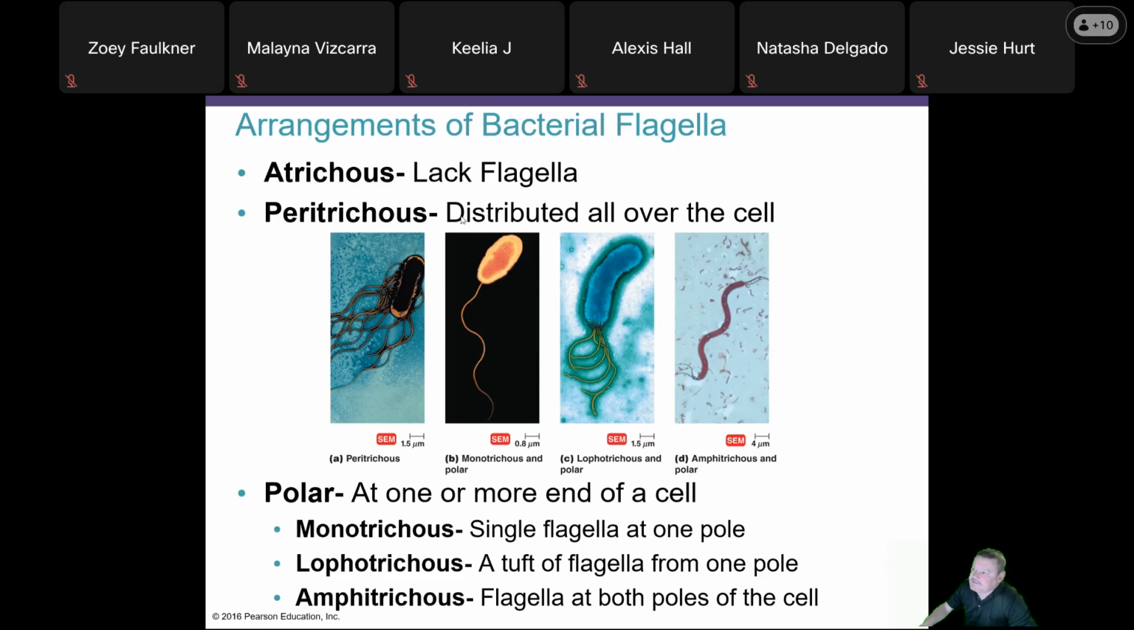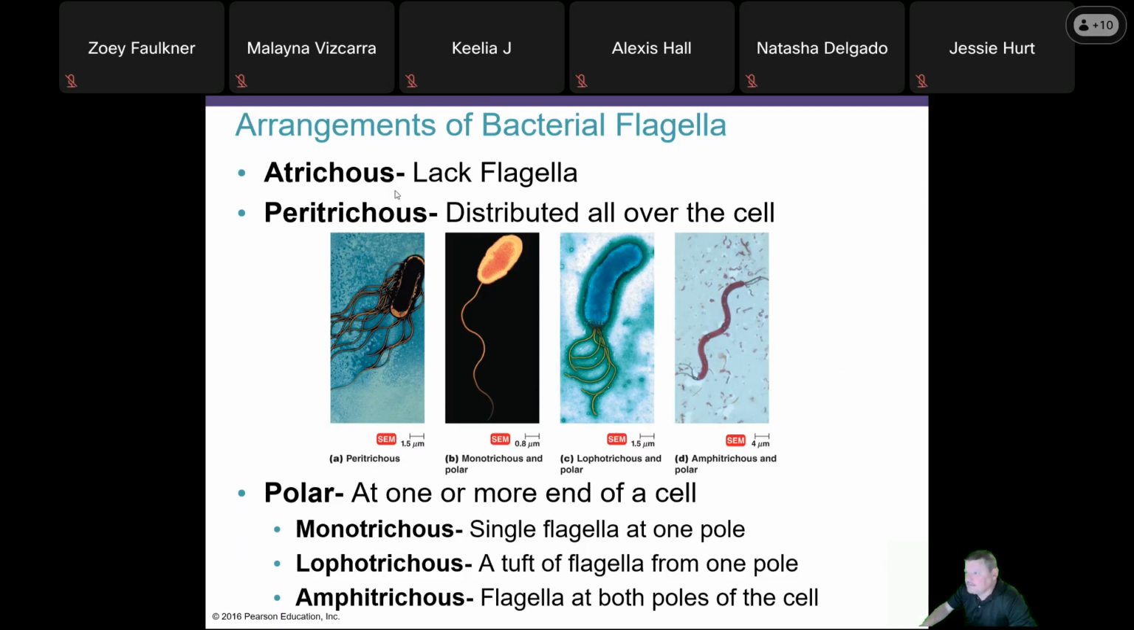Atrichous is going to lack flagella. Peritrichous is going to be distributed all over the cell. Then we have polar flagella, where it's at one or more ends of the cell. So monotrichous, single flagella at one pole. Lophotrichous is a tuft of flagella. And then amphitrichous is flagella at both poles of the cell, like you see here.